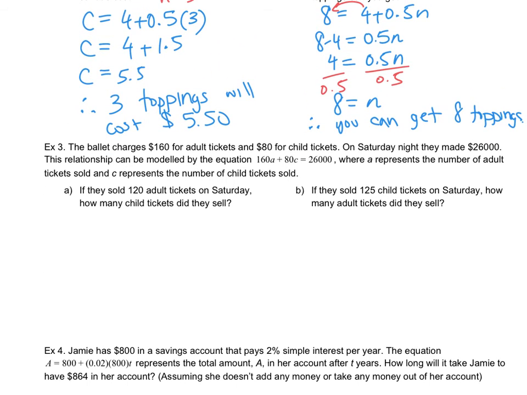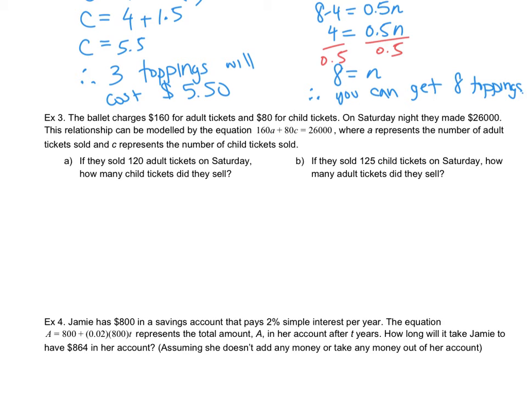Let's try another one. In this next one, the equation will be slightly different, but still the same idea. The ballet charges $160 for adult tickets and $80 for child tickets. On Saturday night, they made $26,000. This relationship can be modeled by the equation 160A plus 80C equals the total money coming in, which is $26,000, where A represents the number of adult tickets sold and C represents the number of child tickets sold. So there's the 160 from the adult ticket price.